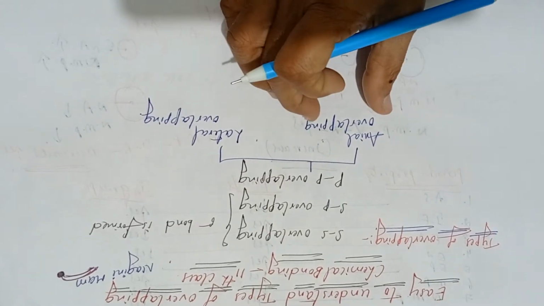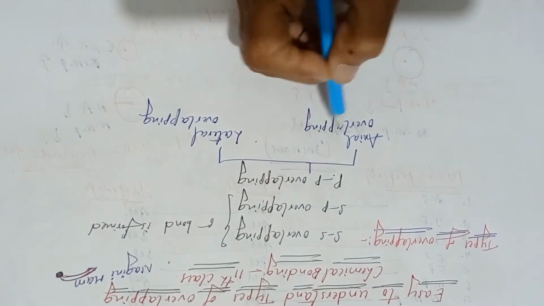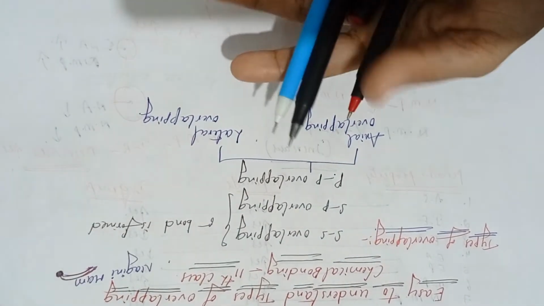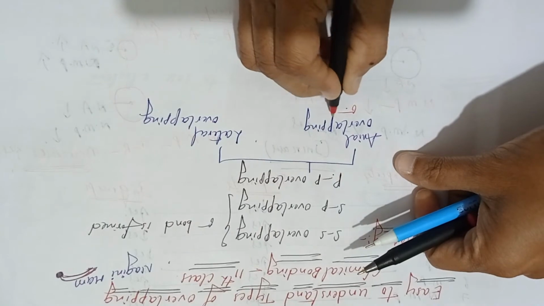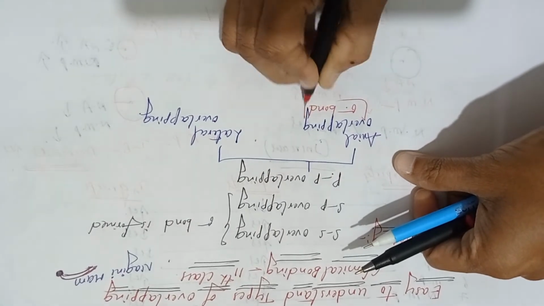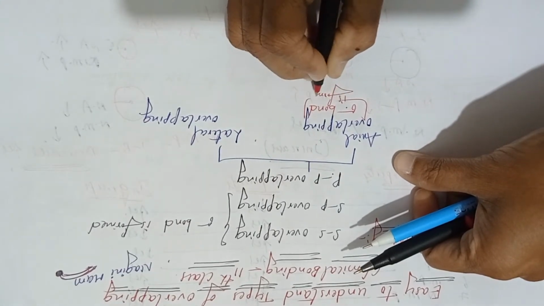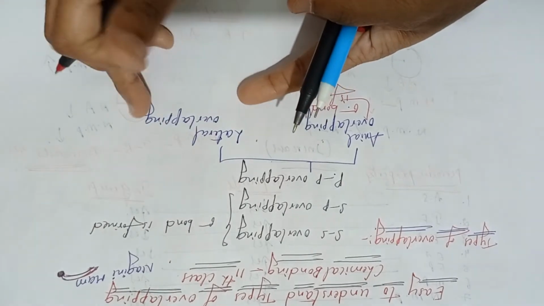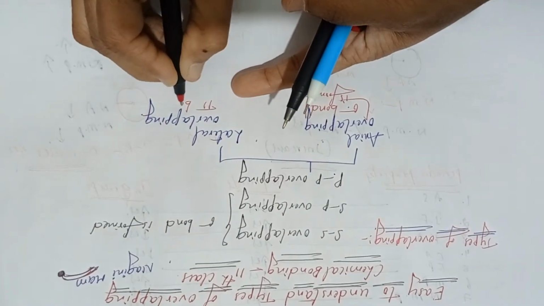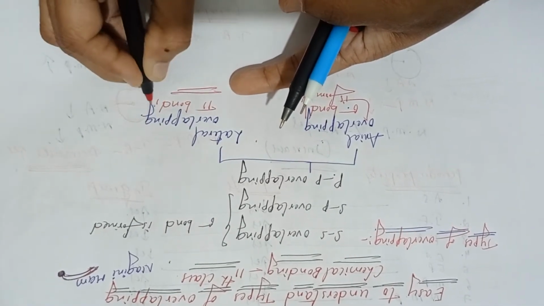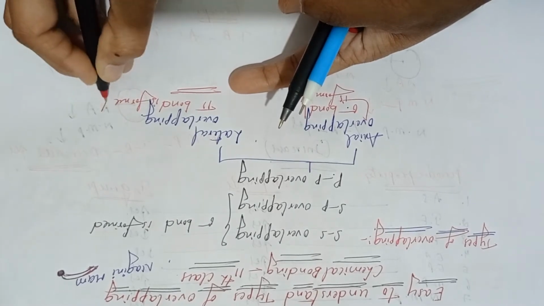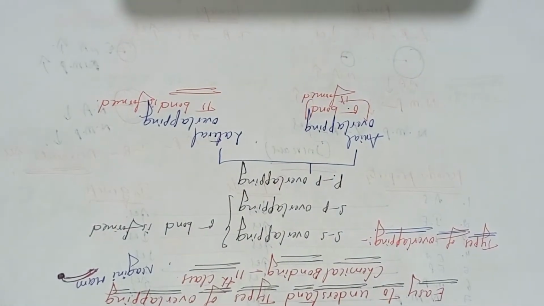Now due to PP axial overlapping, which type of bond is formed? Sigma bond is formed. Because of lateral overlapping, pi bond is formed. Understood? Pi bond is formed.